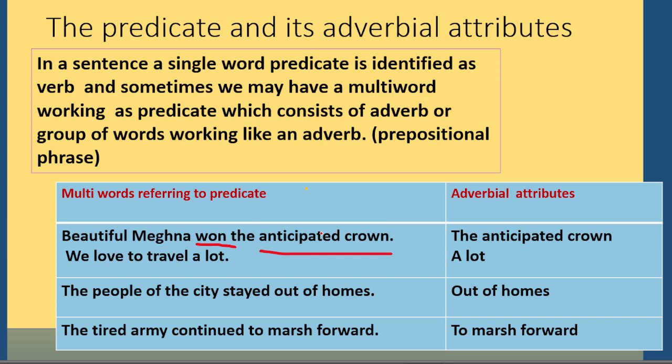Okay? So beautiful Meghna won the anticipated crown. So here the adverbial attribute is the anticipated crown. In the next sentence, we love to travel a lot. So here in this sentence, the subject is we and the rest is the predicate part. But here, love is working as a verb. And the other words that are qualifying this verb is to travel a lot. To travel a lot. So here, the adverbial attribute is a lot.